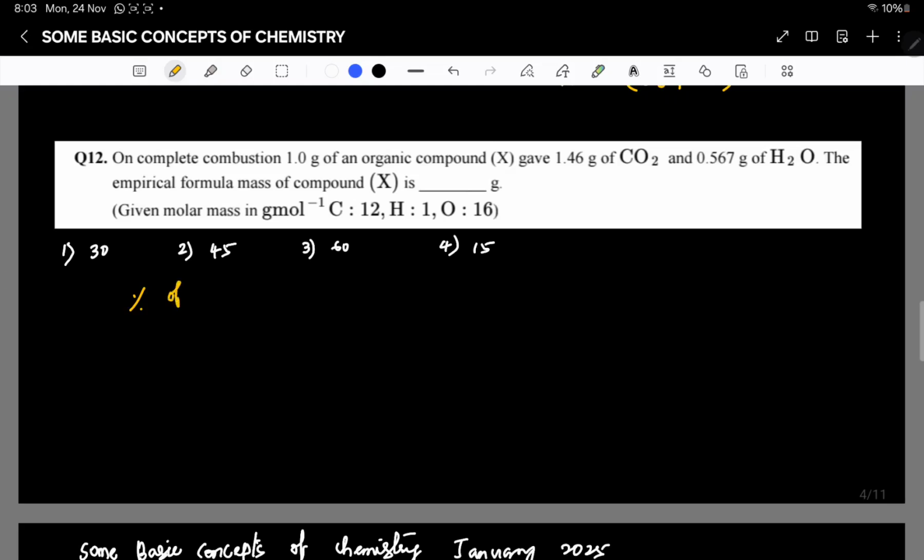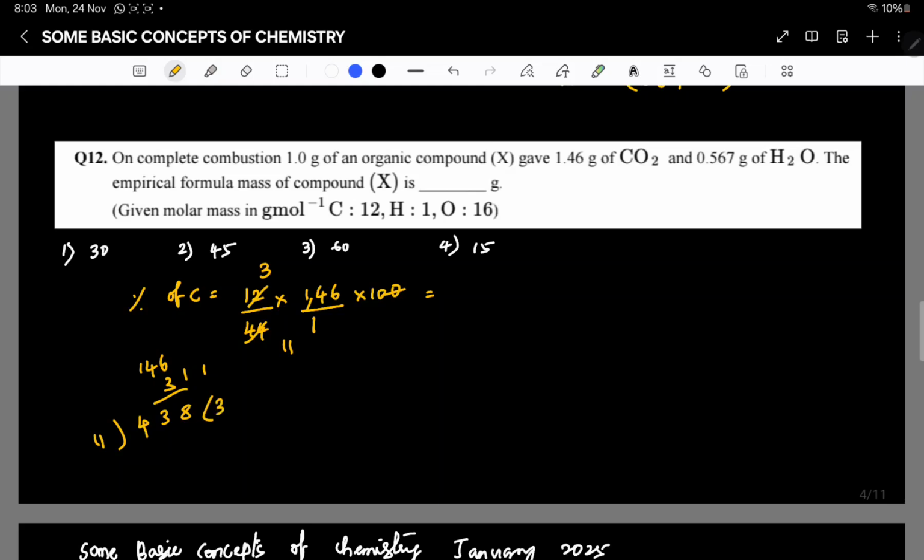Percentage of carbon is equal to 12 divided by 44 into 1.46 divided by 1 into 100, student. This will be 4 3s, 4 11s, then 2 zeros get cancelled. So then it becomes 146 into 3. This will be 18, 4 3s are 12, 13. This will be 438. So 438 divided by 11.